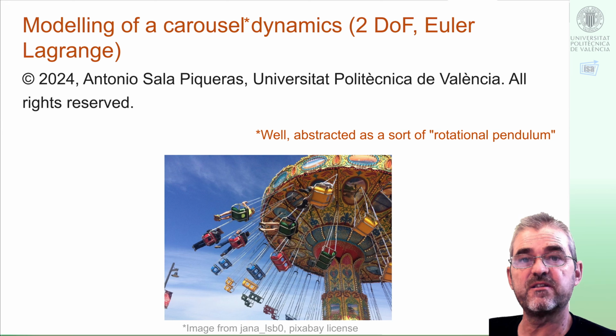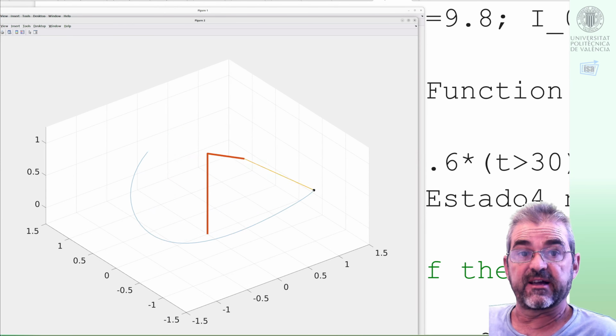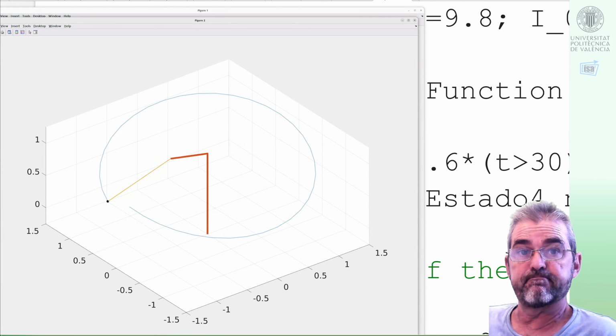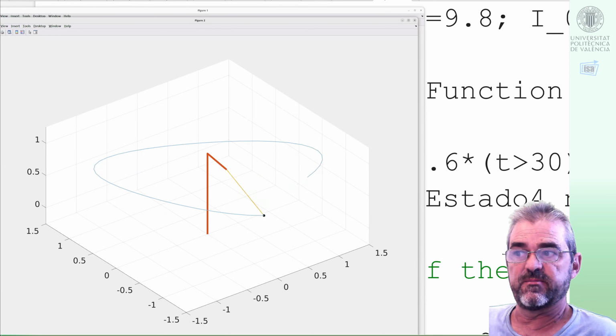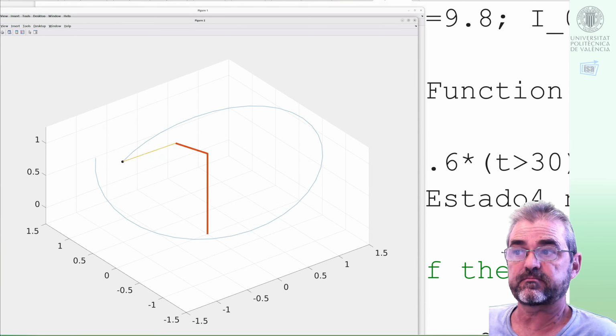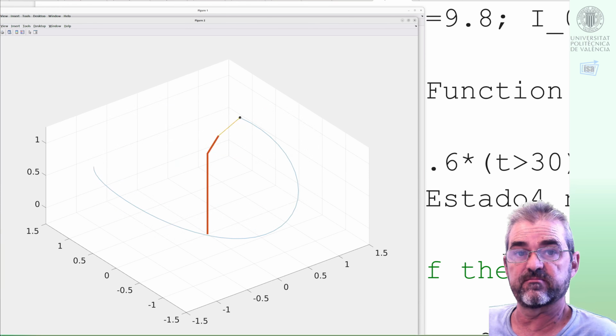I'm Antonio Sala, and in this video we are going to model a carousel, its dynamics, accelerations, whatever. Our final goal will be, let's say, understanding how to carry out simulation and animation of the one passenger merry-go-round dynamics to see how this oscillates depending on the speed of the rotating platform, etc. But of course, in order to do that, we need to obtain the equations of motion. So that would be the objective of this first video.